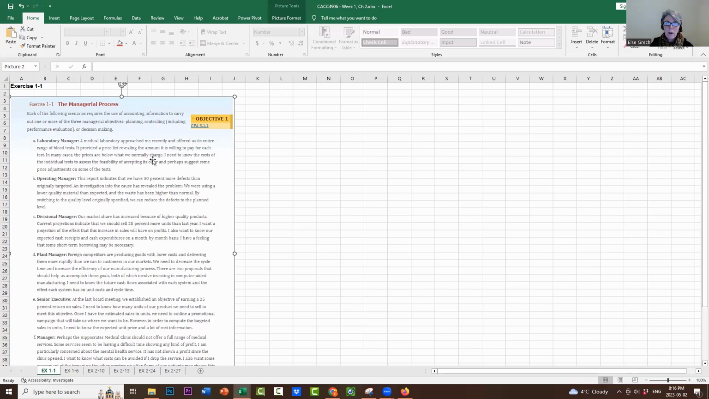So we are a laboratory doing tests, and a company came to us and said, we want you to do the tests for us, and here's what we're willing to pay. But unfortunately, some of their prices are below what we would normally charge. I need to know the costs of the individual tests to assess the feasibility of accepting this offer and perhaps suggest some price adjustments on some of the tests. Okay, so what are we talking about? Are we talking about planning, controlling, or decision making?